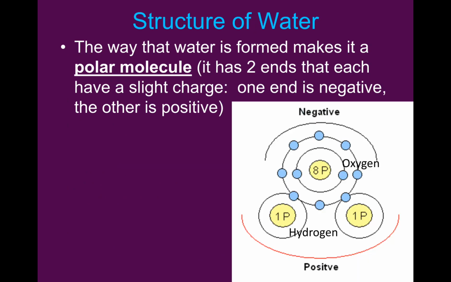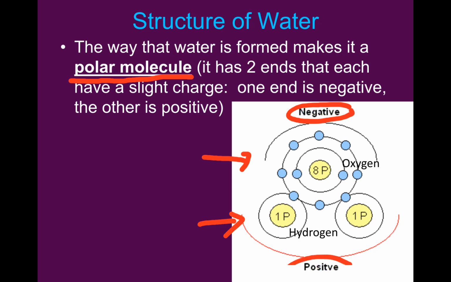Now, the way that water is formed makes it a polar molecule. Y'all, this word is very important, polar molecule. Okay, that's what water is that makes it able to do so much. And by polar molecule, we mean that it has 2 ends. Okay, so here's your 2 ends. Here's one. Here's the other one. And those 2 ends each have a slight charge. One end is negative. That's your oxygens up here. And one end is positive. That's the hydrogens down here.